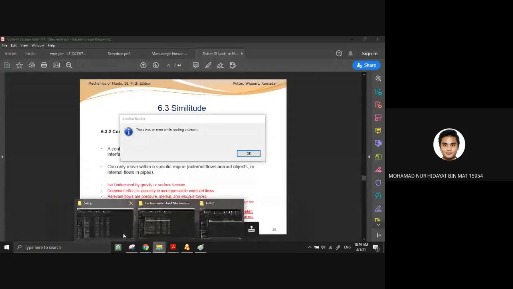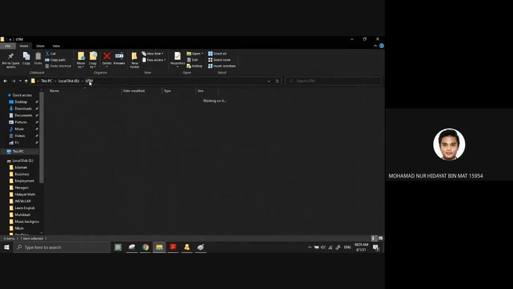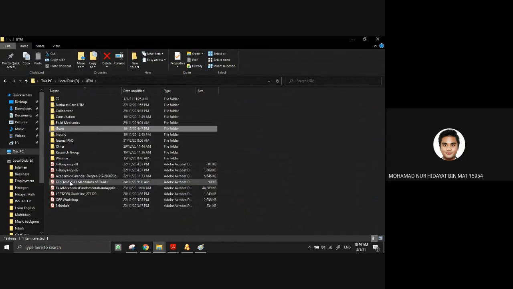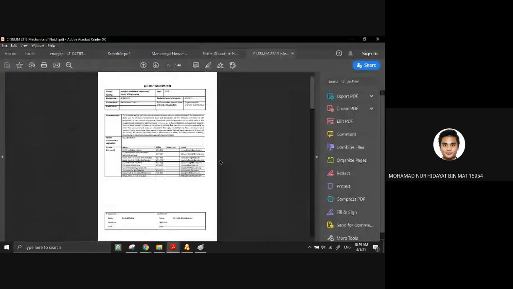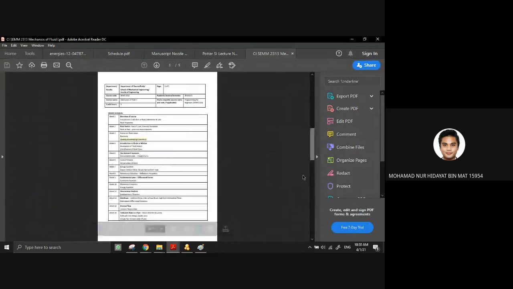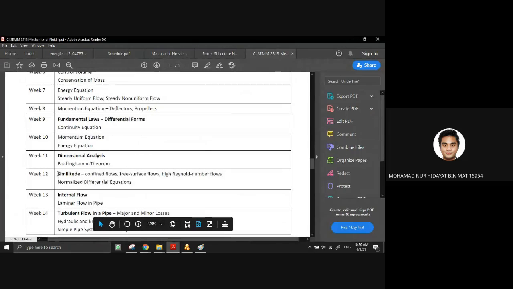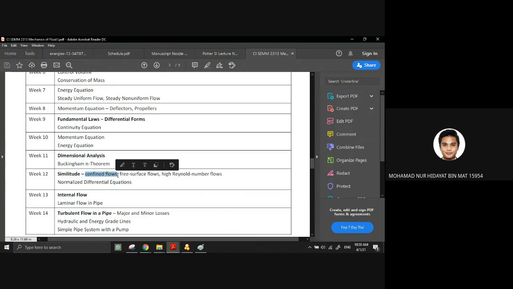Okay, let me open up the course information. You can see here, you are going into week 12. In this week, you're going to learn confined flow, free surface flow, and high Reynolds number flow. Only 3 conditions: confined flow, free surface flow, and high Reynolds number flow.